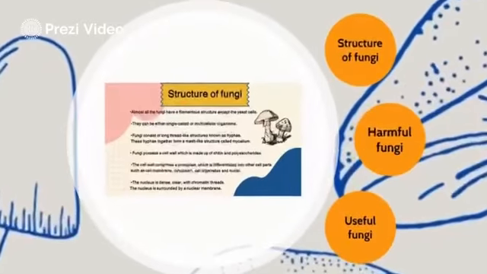Hello, I am Aisha Maliki and I'm going to continue what we have started. So, the structure of fungi. Almost all the fungi have a filamentous structure, except the yeast cell, which is spherical or oval. Fungi can be either single-celled or multicellular organisms. Fungi consist of long thread-like structures known as hyphae. These hyphae together form a mesh-like structure called a mycelium.